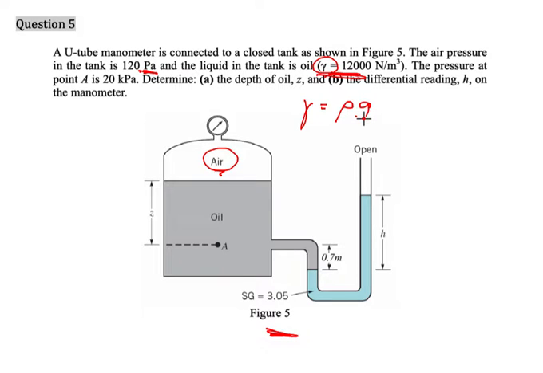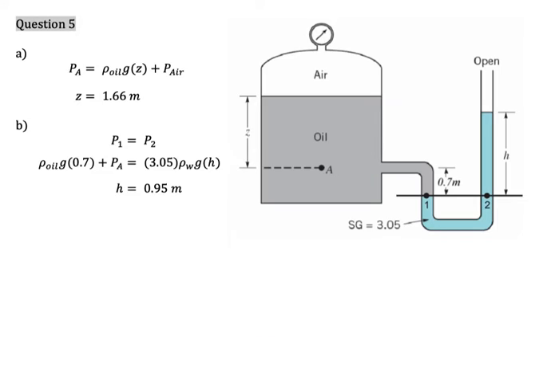The pressure at point A is 20 kilopascal, so we have point A here. Determine the depth of oil Z here and the differential reading H on the manometer. So in this question, we need to calculate the distance Z and the distance H. So first, we could calculate the distance Z here, because it is quite straightforward.